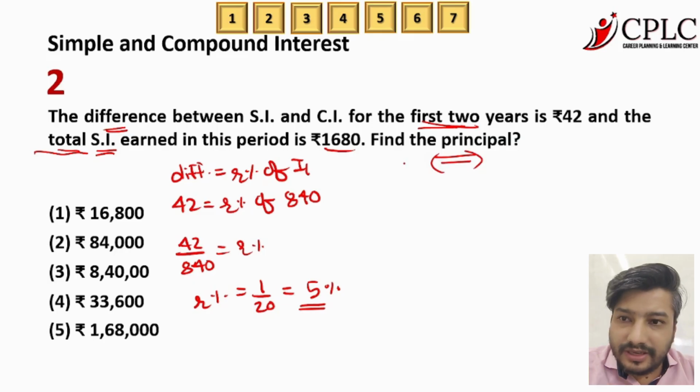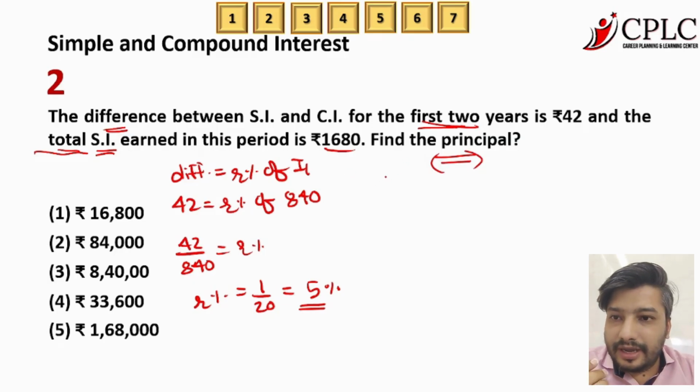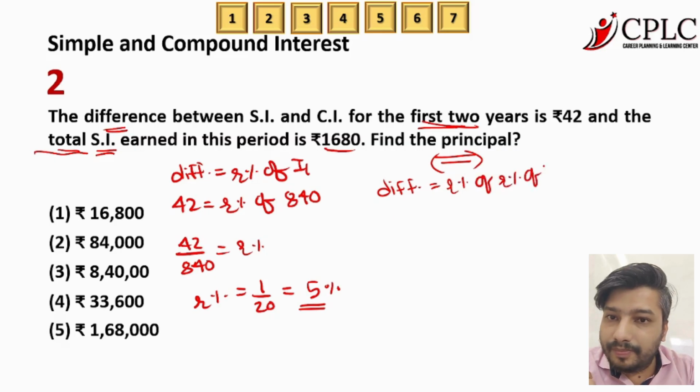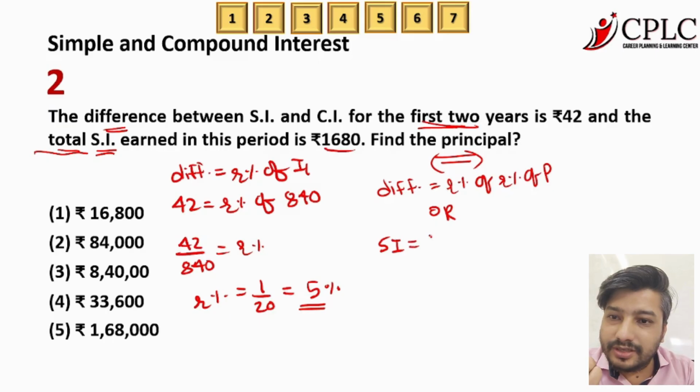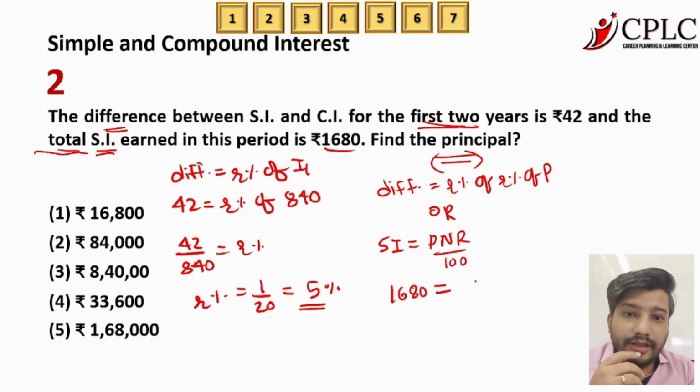Now there are multiple ways in which you can function. You can either use the difference formula, the second formula, where you can use R percent of P, and here you have R, you have the difference, you can get P. Or I will simply use the simple interest formula, which is much easier to understand, which is PNR upon 100 simply. If I use simple interest as 1680, then I should use the duration as 2 years. If I use 840, then I should use the duration as 1 year. So that is also something that you need to remember.